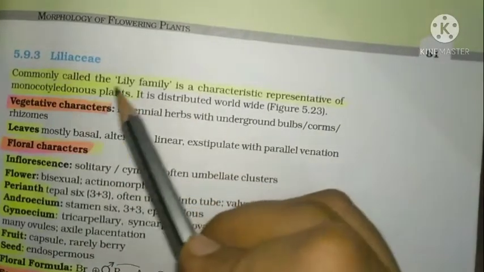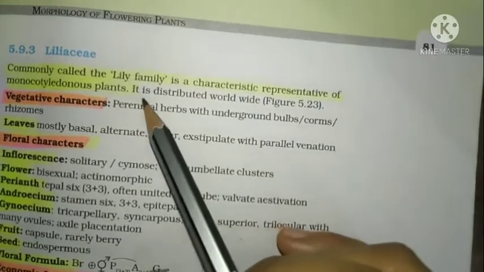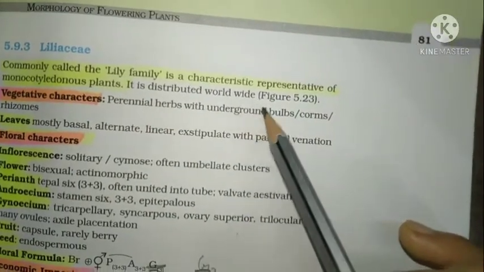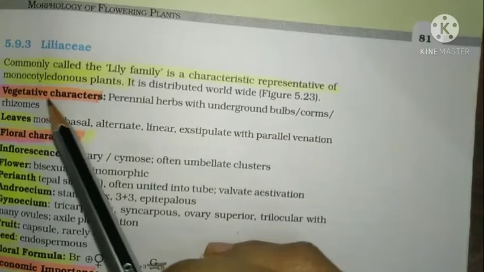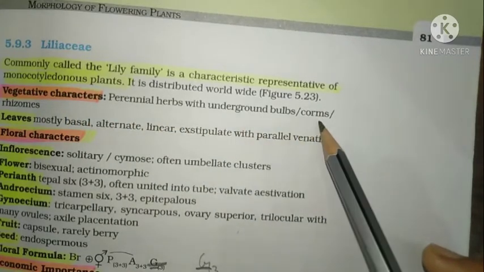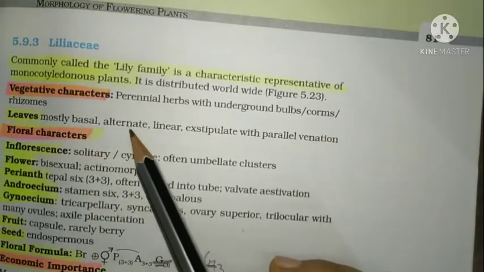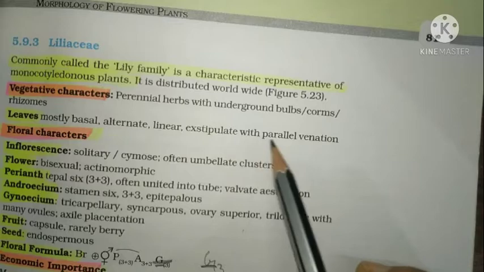Liliaceae, commonly called the lily family, is a characteristic representative of the monocotyledonous plants. It is distributed worldwide, as in figure 5.23. Vegetative characteristics: perennial herbs with underground bulbs, corms, or rhizomes. Leaves mostly basal, alternate, linear, exstipulate, with parallel venation.